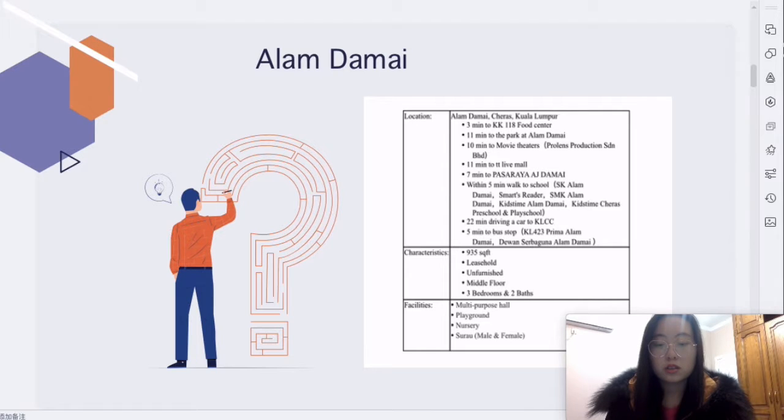The second concern is the liquidity of the market, with the amenities of developed cities. Cheras is in high demand for rentals, hence the high occupancy rate.